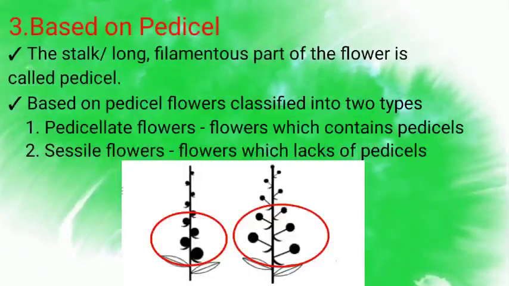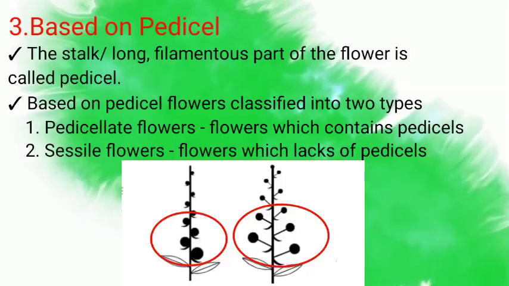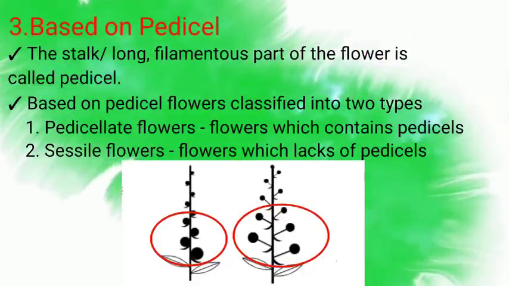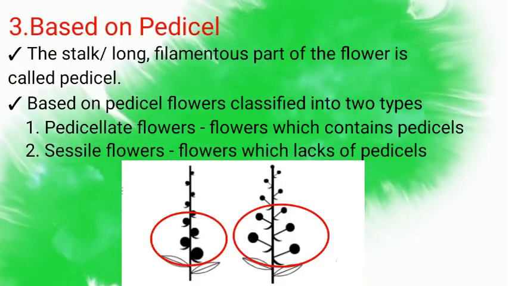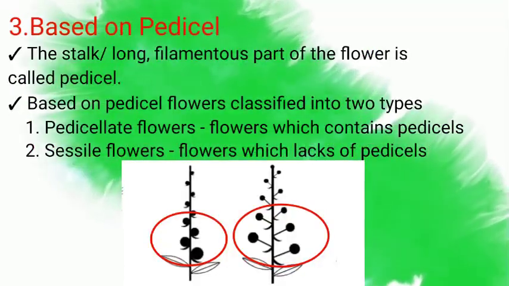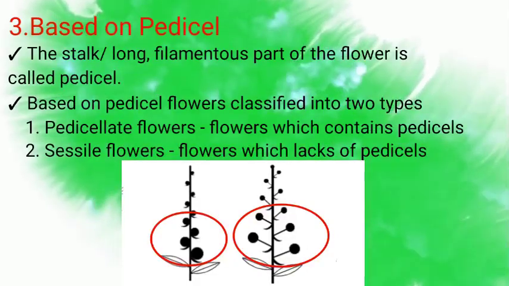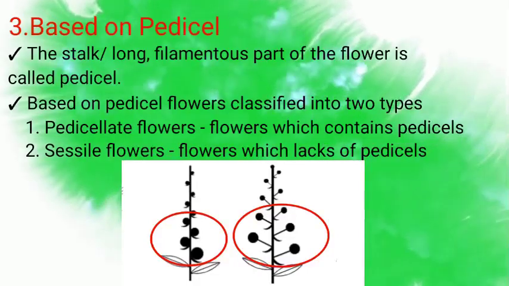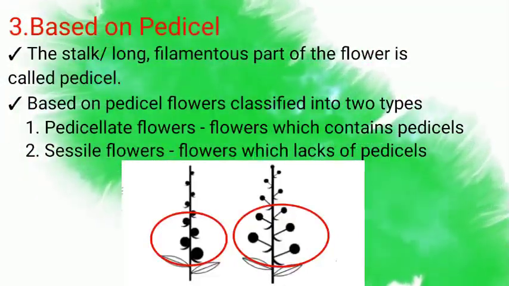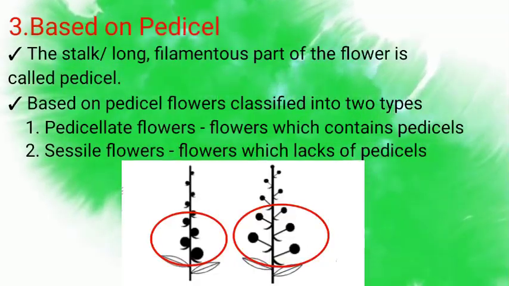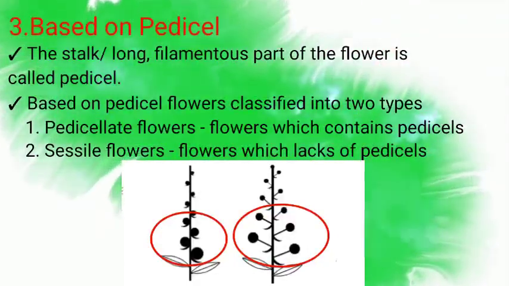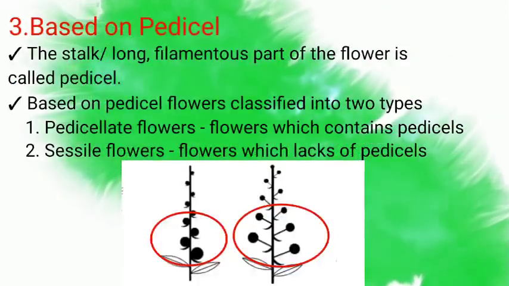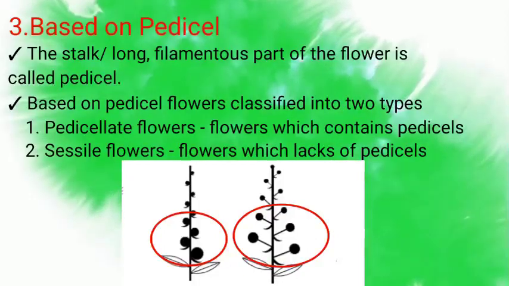The third aspect of classification of flowers is pedicel. The stalk or long filamentous part of the flower is called pedicel. Based on pedicel also, flowers are classified into two types. Number 1, pedicellate flowers, which contain pedicels. Number 2, sessile flowers, which lack pedicels. See in the diagram, both sessile flowers and pedicellate flowers are there. Pedicellate flowers contain the stalk of the flower, or pedicel. Sessile flowers lack these pedicels.